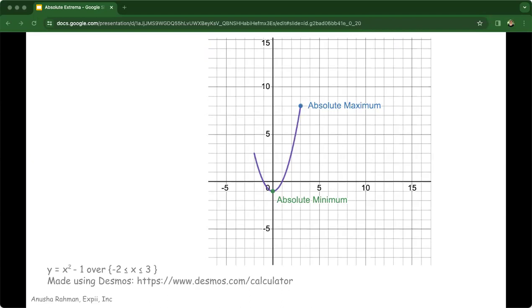I've also labeled the absolute max and absolute min for you. As you can see, I looked at the graph and I labeled the highest possible value and the lowest possible value.